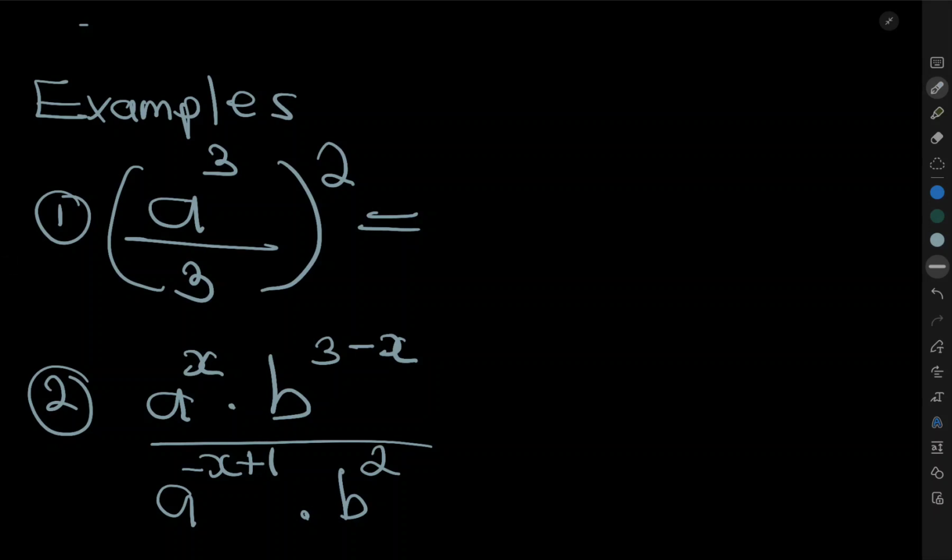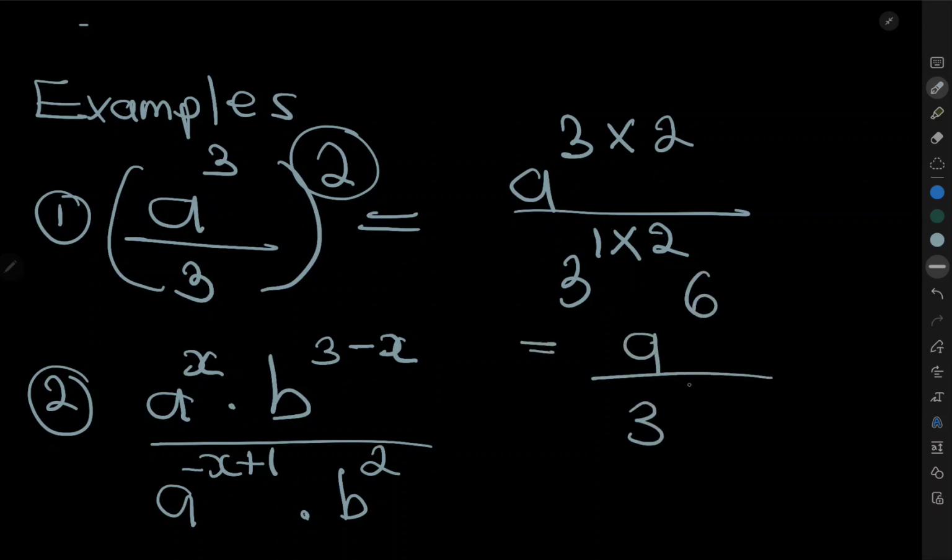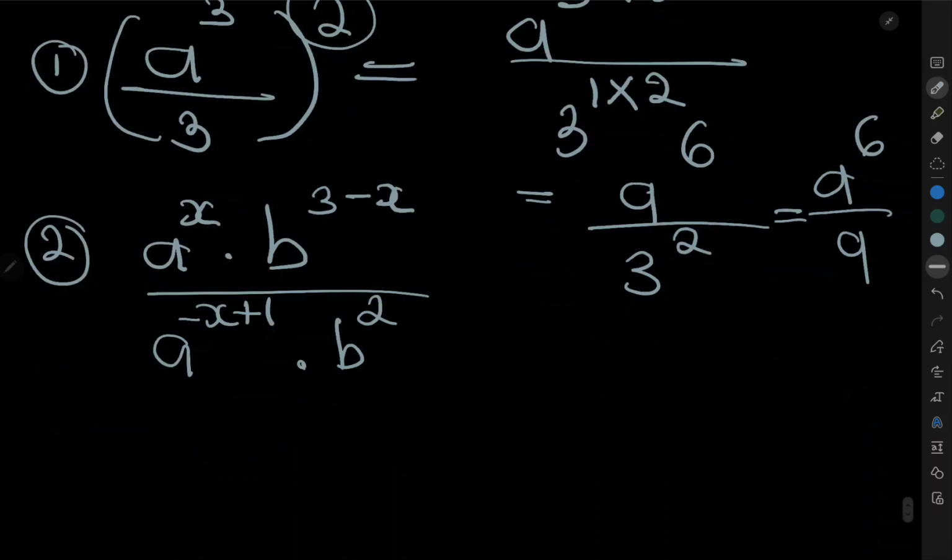But in this situation, what we do is we say a to the power of 3, and then we take that exponent which is outside and multiply it there. We do the same with the denominator. So this was 3 to the power of 1, and we multiply it with that 2. That gives us a to the power of 6 all over 3 to the power of 2. And if you really wanted to evaluate 3 to the power of 2, that will be a to the power of 6 all over 9. So that will be your final answer.